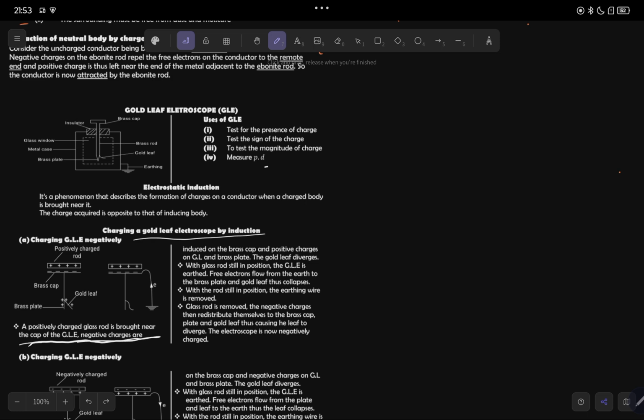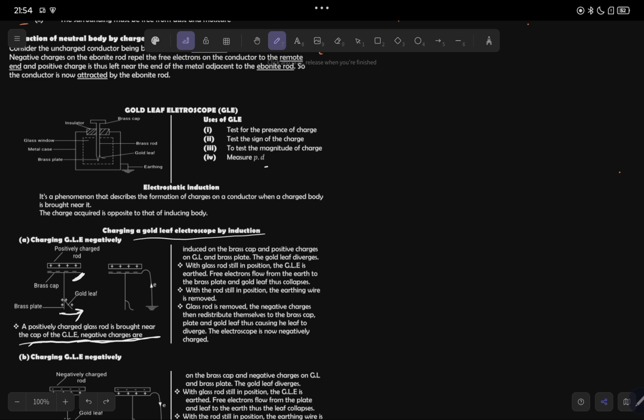Negative charges will be induced on the cap. Here is the cap of the gold leaf electroscope, and the positives will be repelled or pushed to the brass plate and to the gold leaf. Because the positive charges are collecting on the brass plate and the gold leaf, they will cause a repulsion. Therefore, you will see the gold leaf diverging. So there is a divergence here.